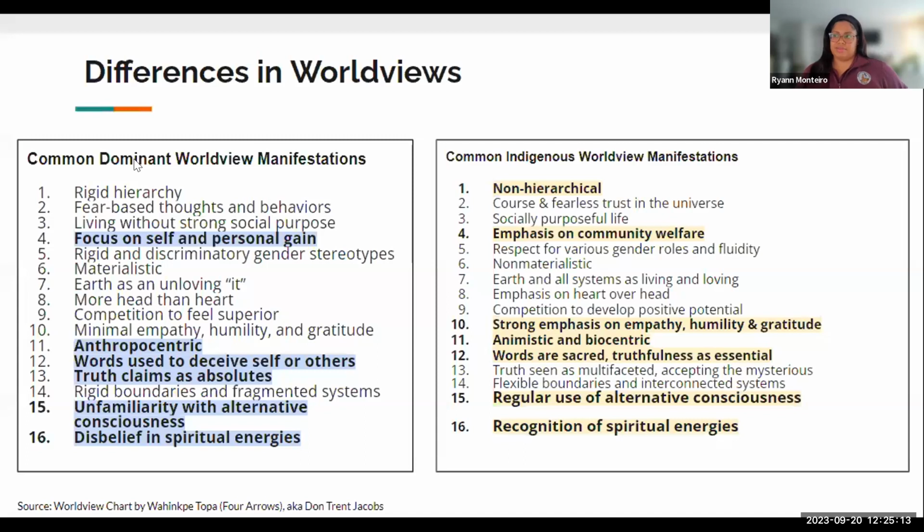In contrast, some common indigenous worldview manifestations are things that are not hierarchical. Like I said, there's not really much above or below, but there is reverence. Emphasis on community welfare, strong emphasis on empathy, humility, and gratitude. A common saying, or just daily practice of indigenous people, is: only take what you need, use all that you take, and always give thanks. There's always some offering. There's always a recognition of, this is a gift to me, and I'm acknowledging the gift that you have chosen to share.